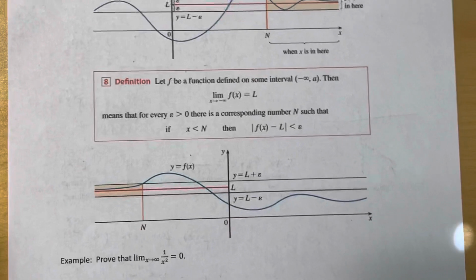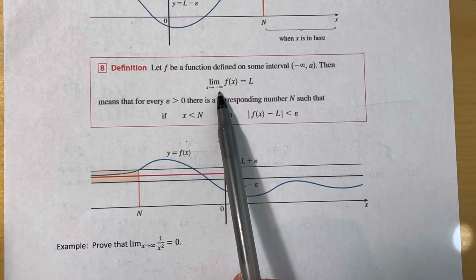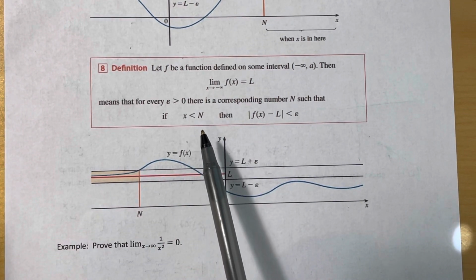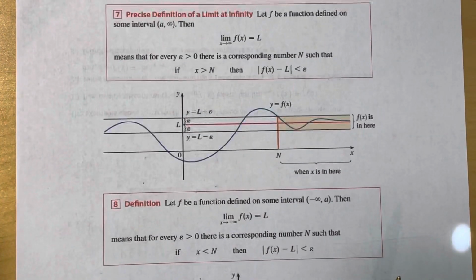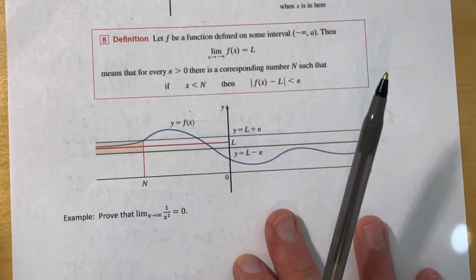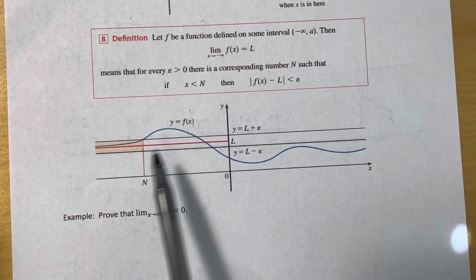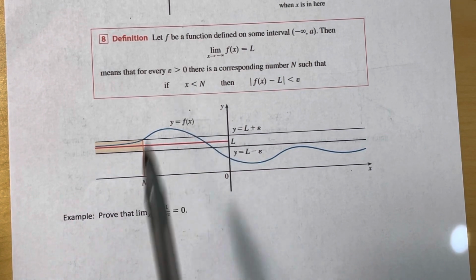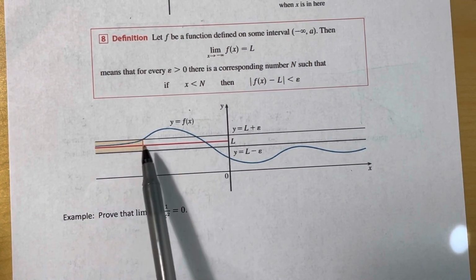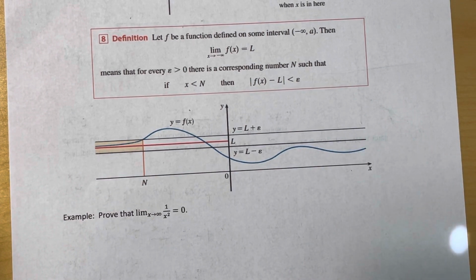I'm not going to read through this second definition because it is almost exactly the same. It's just the case where x is approaching negative infinity. If you look at it, the only real difference is that x is less than n in this part of the definition as opposed to being greater than n. The definition implies a very similar intuitive picture, but this time x is approaching negative infinity as opposed to positive infinity.